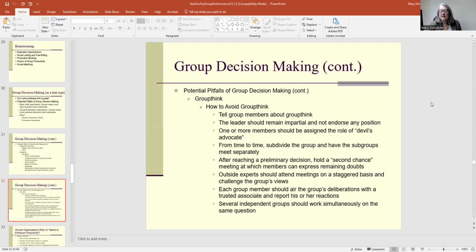And you can read this list of other things that you can do that will make the group feel a little bit less groupy and make sure that a whole bunch of different ideas are really discussed and that there isn't this conformity pressure to just agree with the decision that's on the table at the moment.